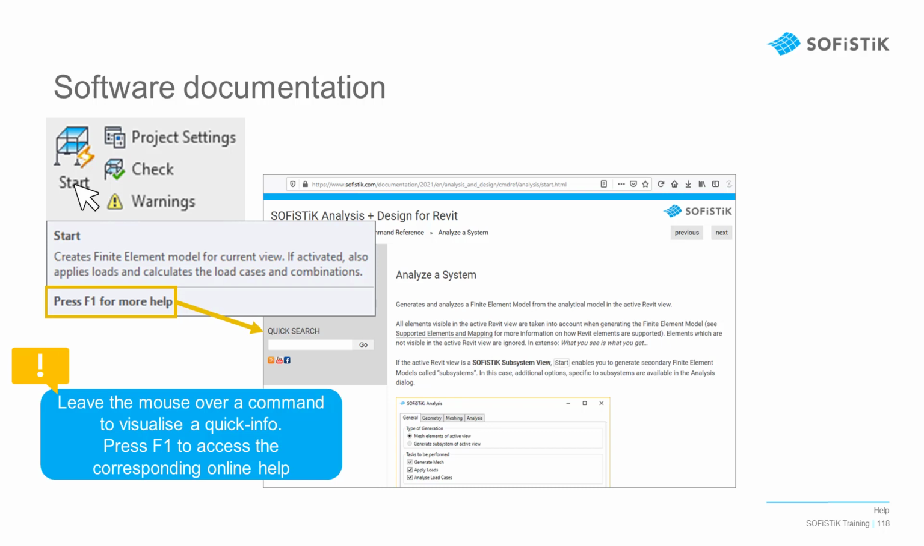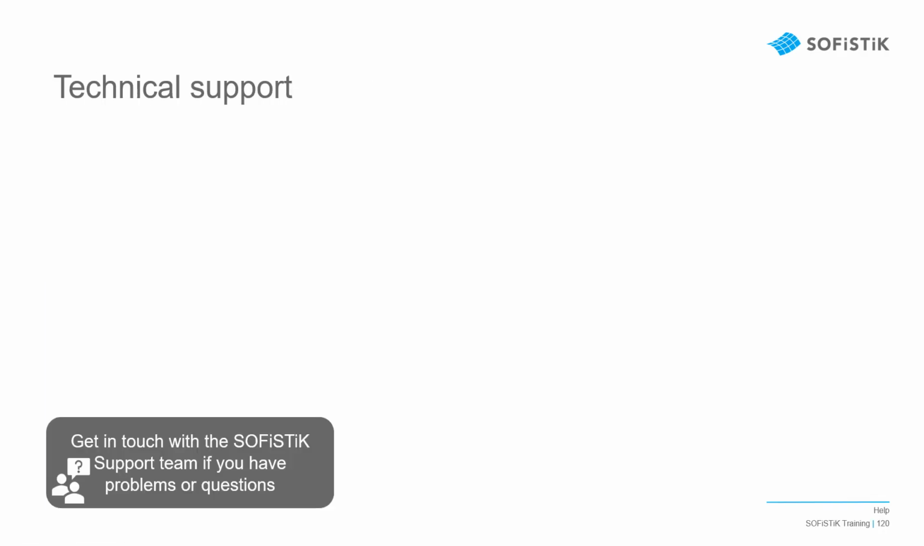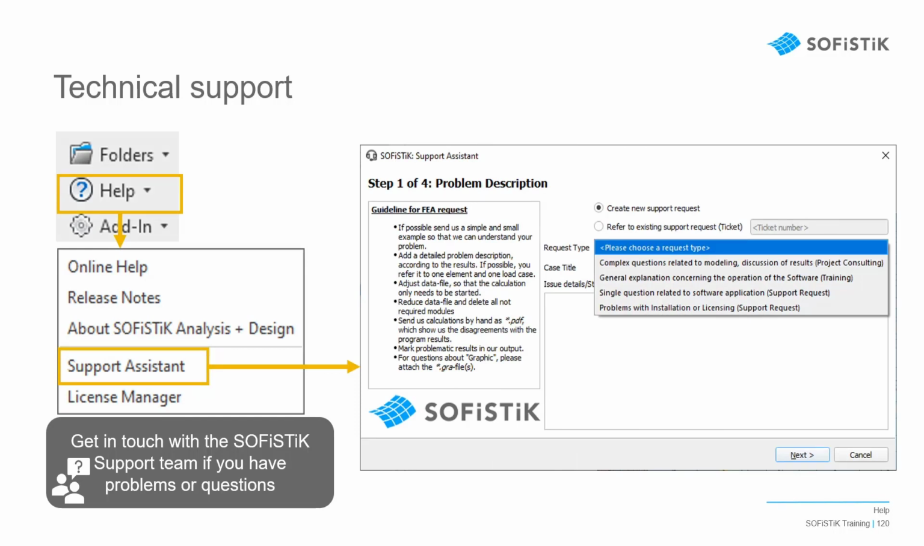You can also access the documentation via the Help menu of SOFiSTiK Analysis and Design, which will lead you to the entire document. Should the documentation and available training material not be sufficient, or if you encounter a problem or a bug, or even if you have a development request, you may also contact our support team. In the Help menu, you will find a support assistant, which will help you to submit your request. Simply follow the steps indicated by the assistant and send your request by email.